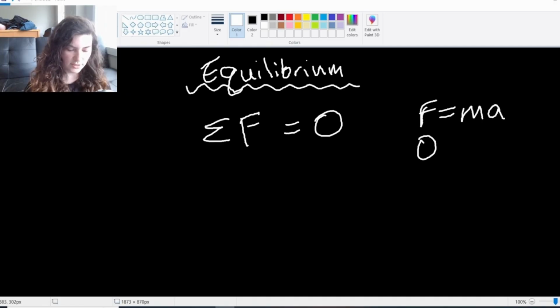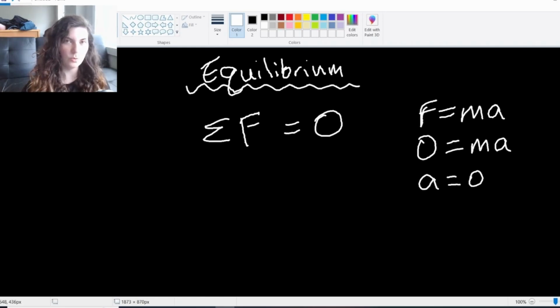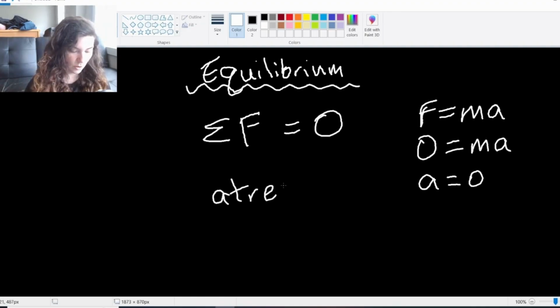And so if our force is 0, our mass can't be 0. We don't have objects with no mass. This means that our acceleration must be 0. So when we're talking about things in equilibrium, we're talking about things that are either at rest or they could be moving, but they're moving at constant velocity.